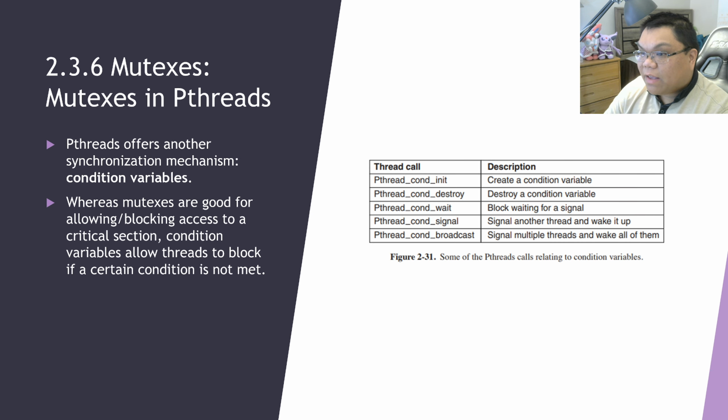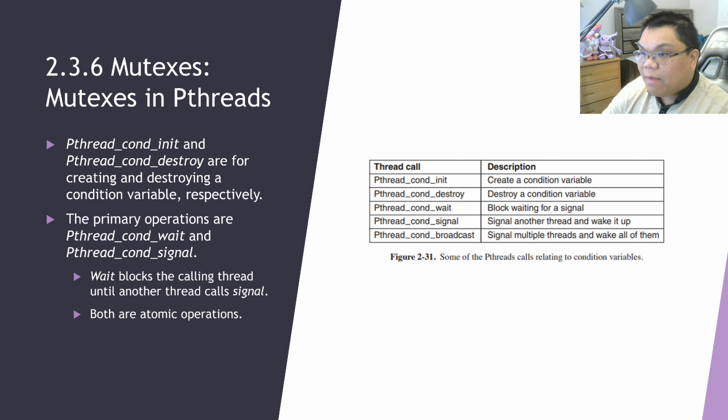There is another mechanism for synchronization, and it's called a condition variable. And there are five functions related to that. Whereas mutexes are good for allowing and blocking access to a critical section, what a condition variable does is this. It allows threads to block if a certain condition is not met. So pthread_cond_init and pthread_cond_destroy are for creating and destroying condition variables. The primary operations for condition variables are pthread_cond_wait and pthread_cond_signal.